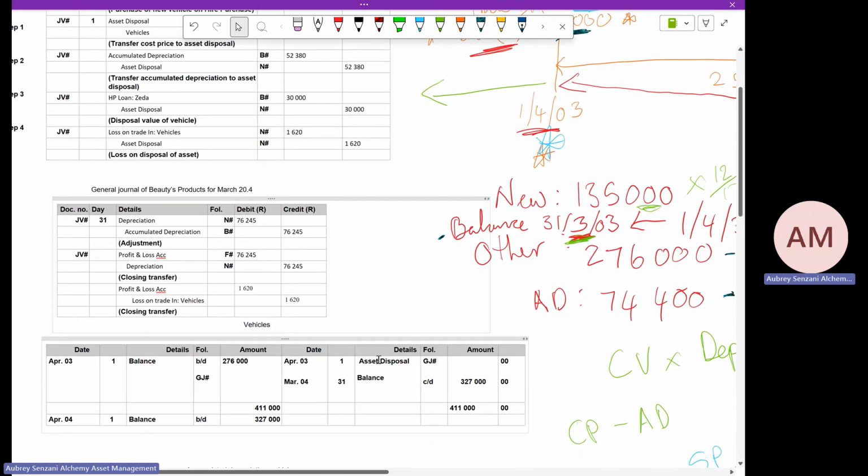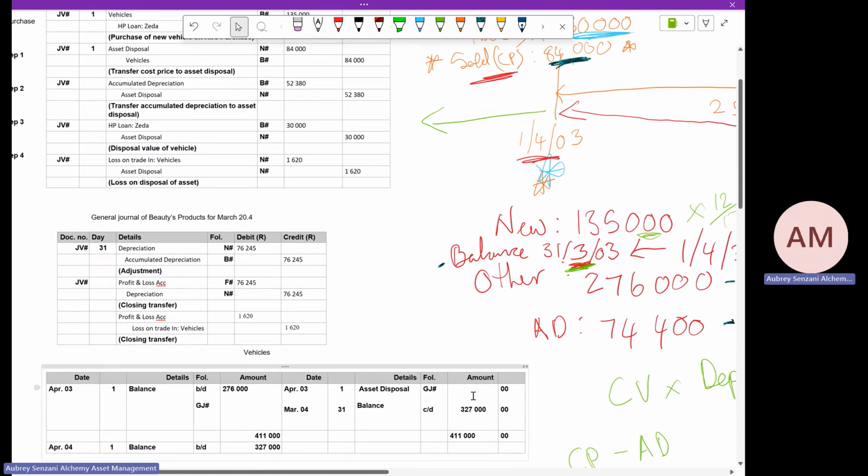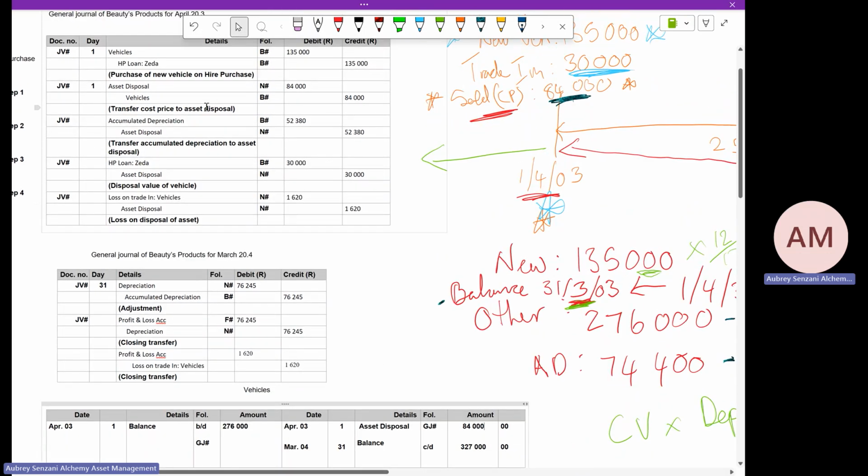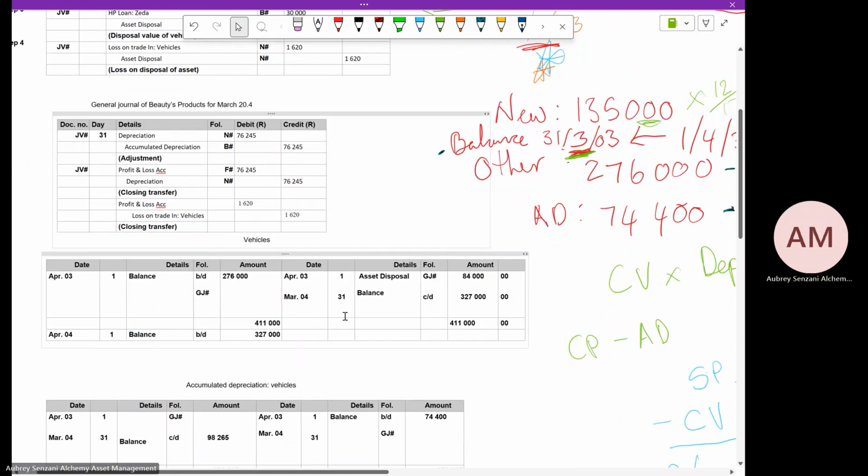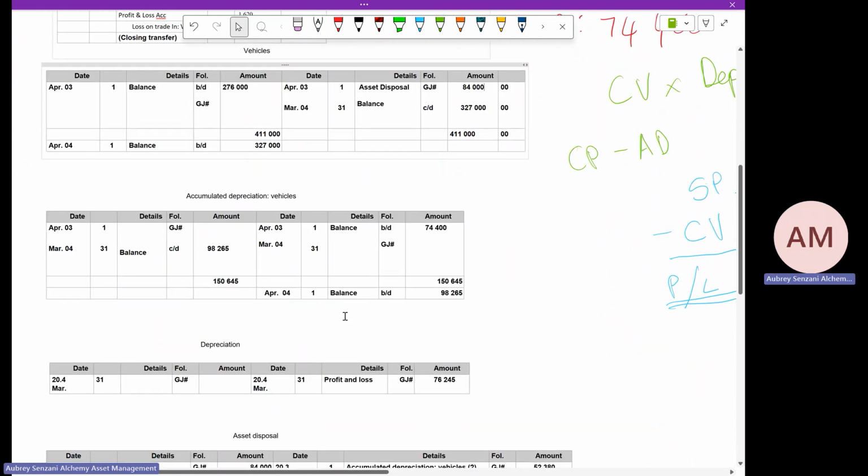So we are also crediting the vehicles, but now we're just using the other account that was affected, which was asset disposal. And that was for 84,000. So this is like step number one: remove the cost price of the vehicle out of the books. Okay, right. Then you can go to step number two. Well, or let's stay with step number one.